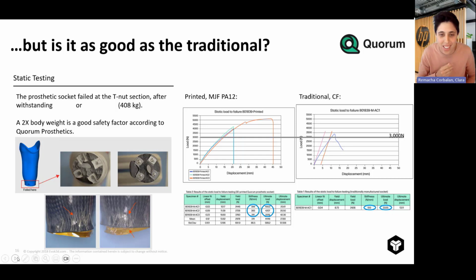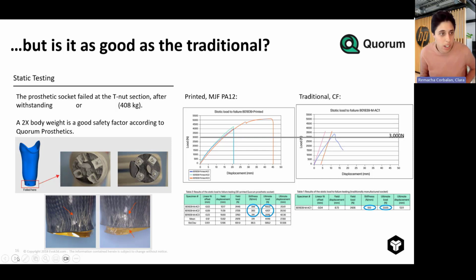There was the one that you see in red, that was a bit of an outlier. We believe that there was something wrong in the measurement, but for all others, you see that all can reach 4,000 newtons of force, which when we work with this customer, their safety factor is basically 2x of the body weight, and that was surpassed. So in the end here, what's the conclusion? In terms of static extreme force, the additive manufactured socket is as good or actually even better than the traditional carbon fiber one. And then in the tables, you can actually see the specific numbers for the different sockets that we tested. So that's static testing.